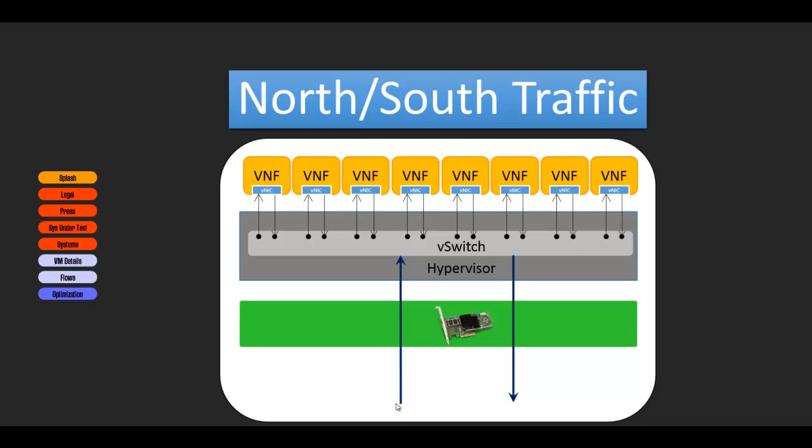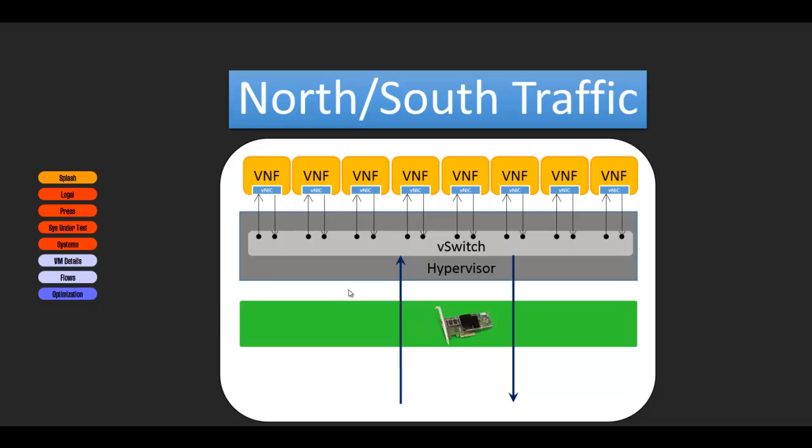Either it's going to do what we call north-south traffic, where traffic comes into the platform, into your server, gets routed to a VNF, whether it's a VM or a container, and gets processed within that VNF, and then it's sent back out to the physical wire again. So it comes in to the platform, gets processed, and sent right back out.